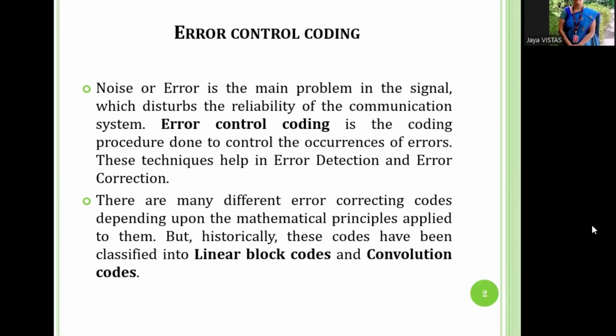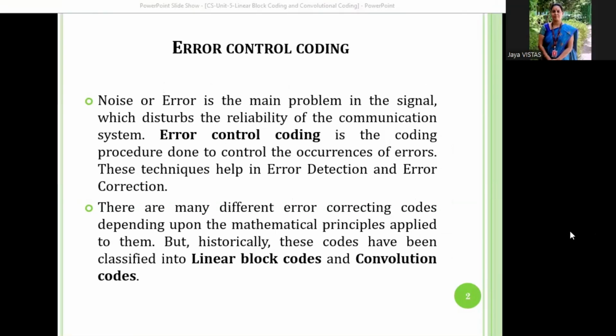There are many different types of error correcting codes available, but historically we can classify them into two types of error control codes. The first one is linear block codes and the second is convolutional codes.